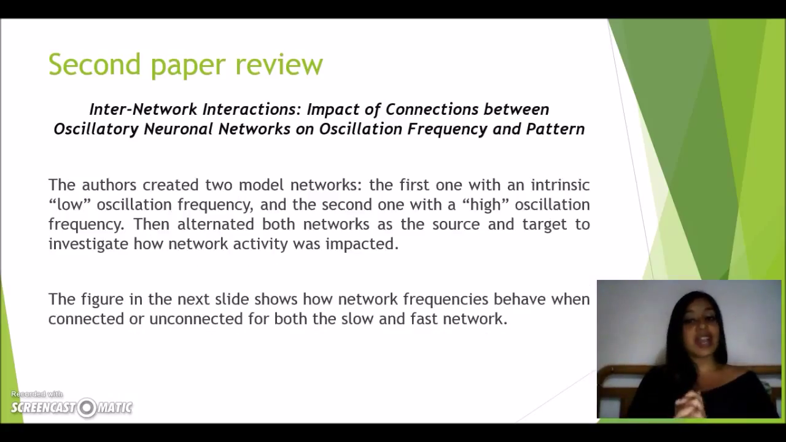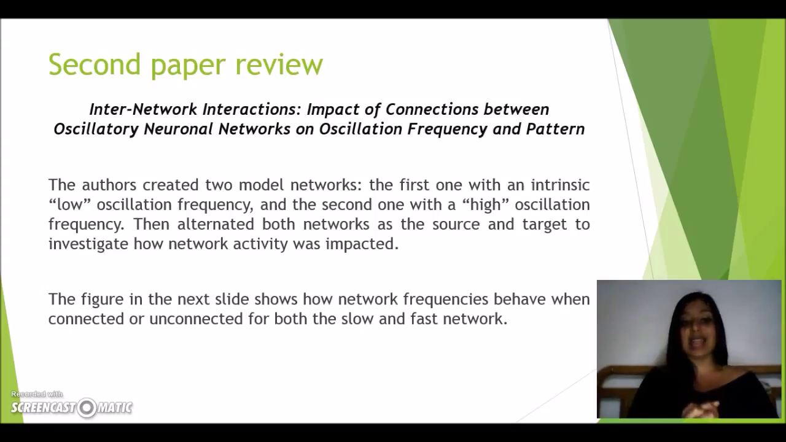The authors created two model networks, just as we did before. The first one with an intrinsic low oscillation frequency, that was 20 hertz, and then the second one with a high oscillation frequency of 32 hertz. Then they alternated both networks as the source and target to investigate how network activity was impacted. Of course, in both high and low frequency populations, we have inhibitory and excitatory cells. So we've got a combination of 4 kinds of cells that we're going to see later on in the results.